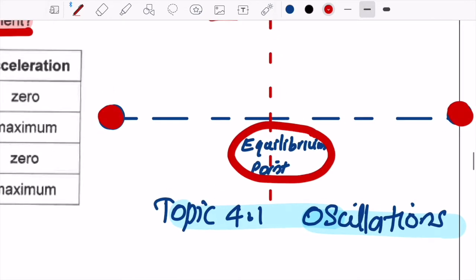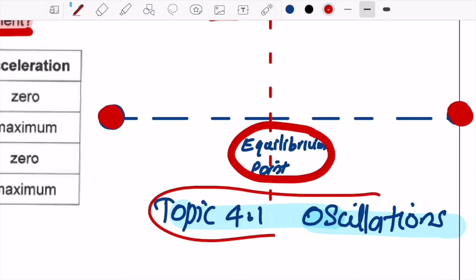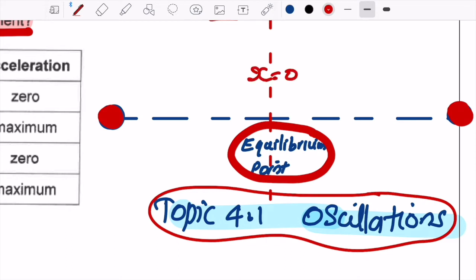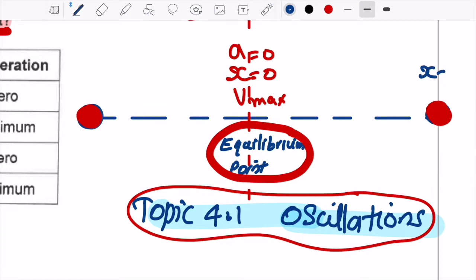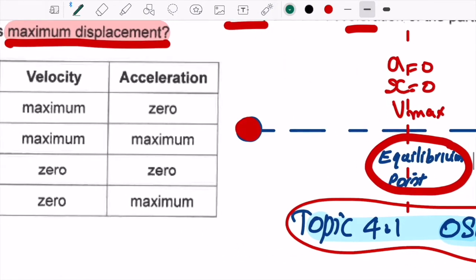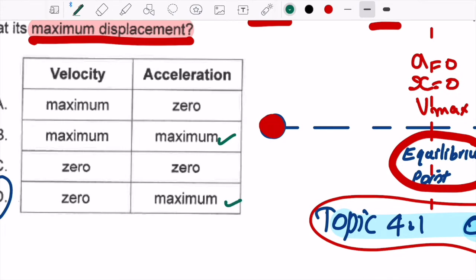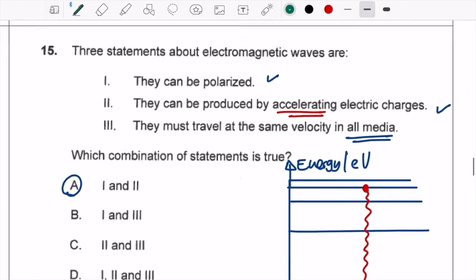What do we know about simple harmonic motion that we learned in topic number 4.1 oscillations? We know here displacement is 0. We know here V is maximum. We know here acceleration is 0. But similarly, here x equals actually amplitude. Amplitude is maximum and velocity is 0. So this is the place we want to focus on. At the extreme point, acceleration is maximum and velocity is 0. Answer is D.